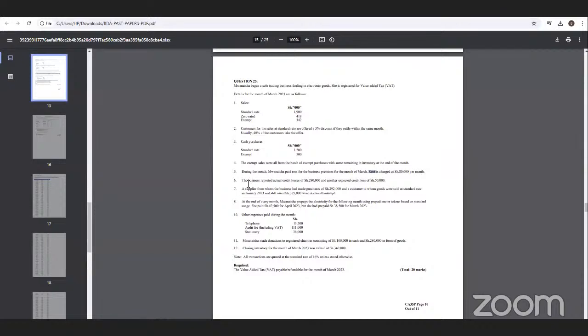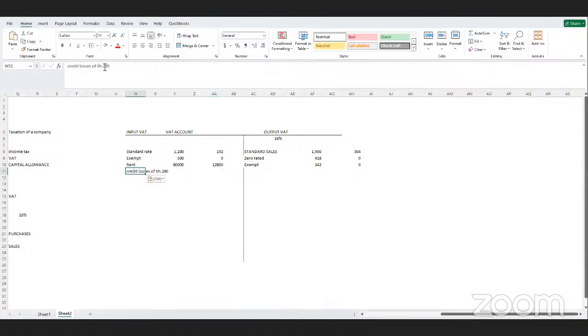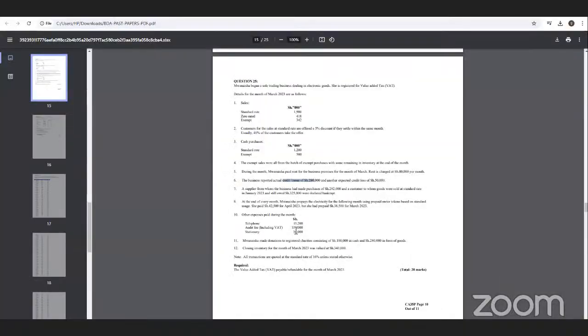Go to the credit loss. The business reported credit losses, another expected credit loss. When you say credit loss, it affects our sales here, so you reduce our sales. We have the credit losses of 280. Remember, we have cut 3 zeros. So you have credit loss here of 280. Also this 280, we tax at 16%. Have that.